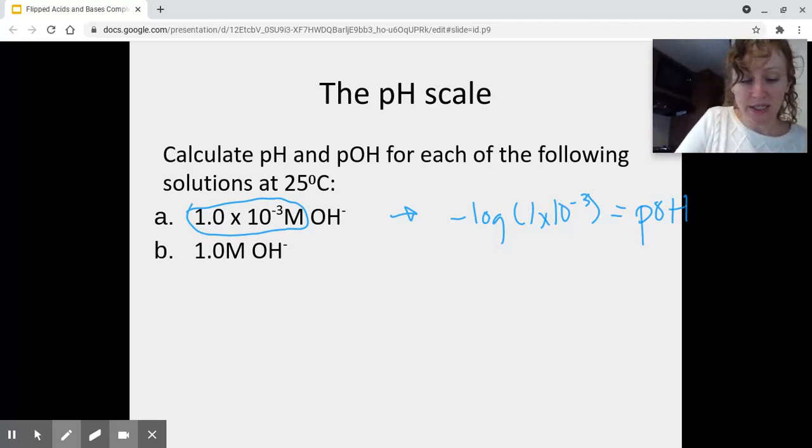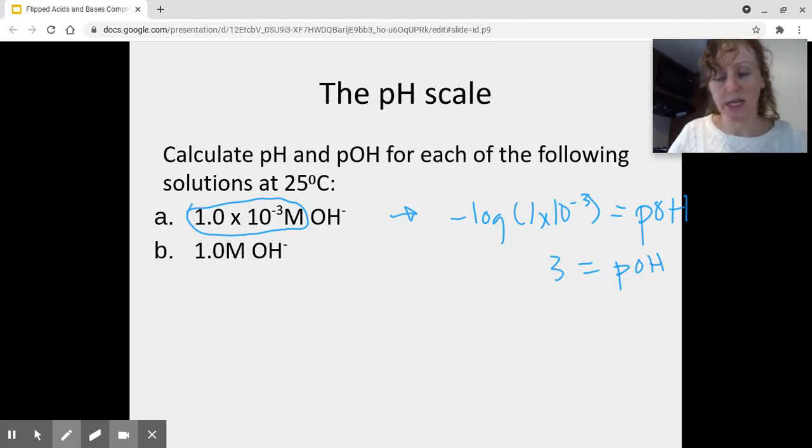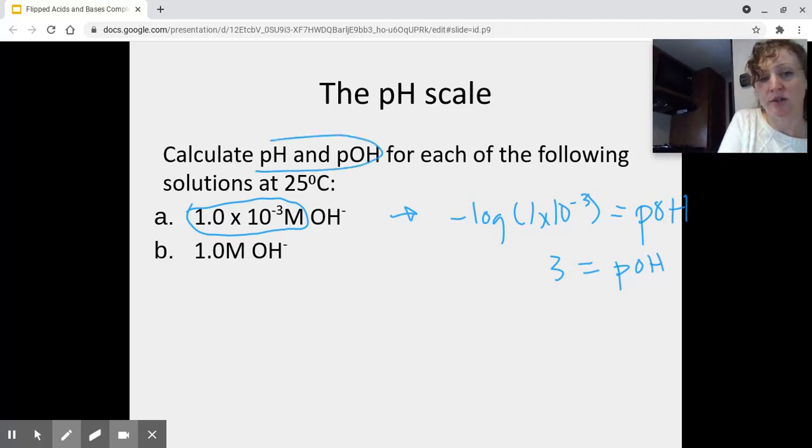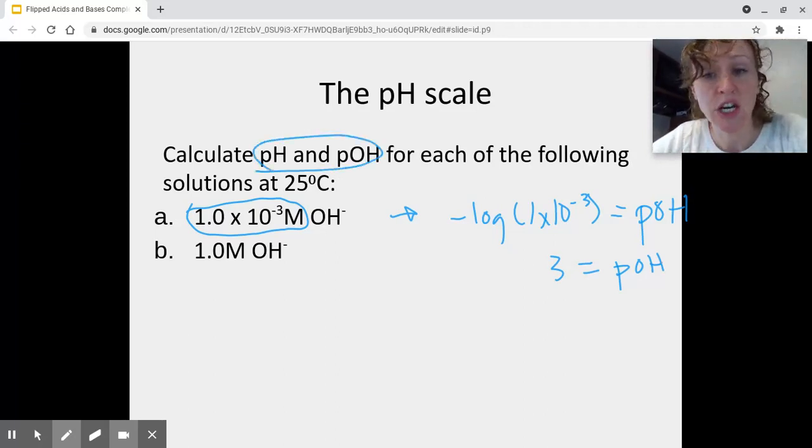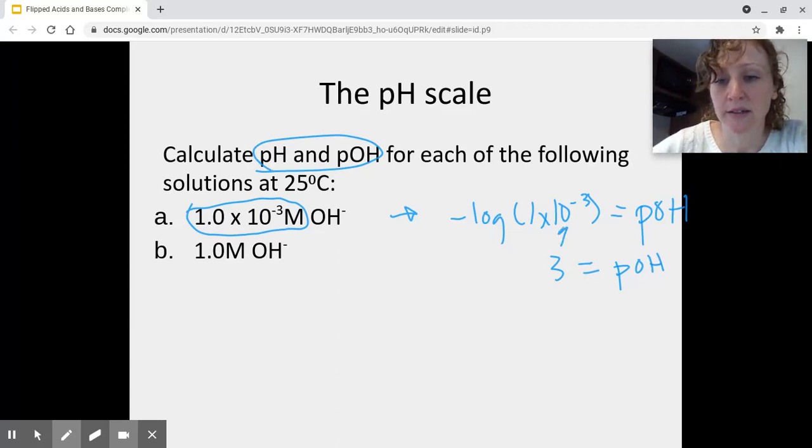All right, so I'm going to get 3 equals my pOH. Okay, so a couple things to notice before we go any farther here. Notice it does ask us to calculate pOH and pH. You can approximate what the pH is going to be based on your exponent, right? So if it's a 10 to the 3, your pOH is going to be around 3. If it's a 10 to the 6, your pOH is going to be around 6.